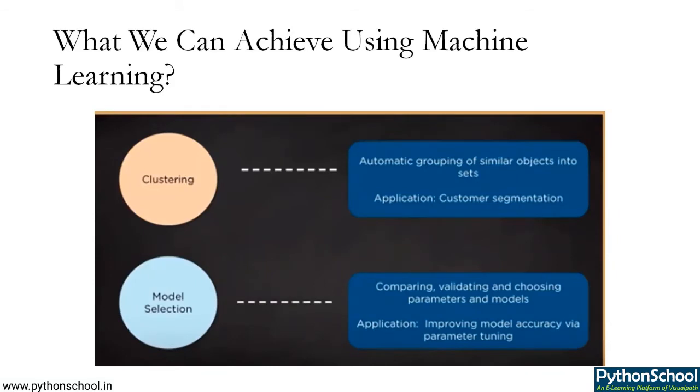Automatic grouping of similar objects into sets, also called clustering. This application could be customer segmentation. And comparing, validating and choosing parameters and models, also called model selection. The area of application could be improving model accuracy via parameter tuning.